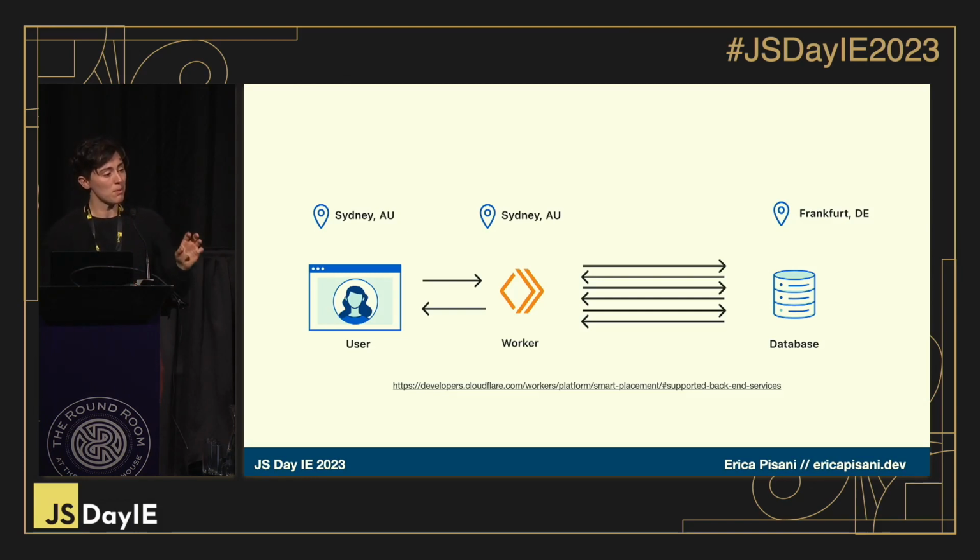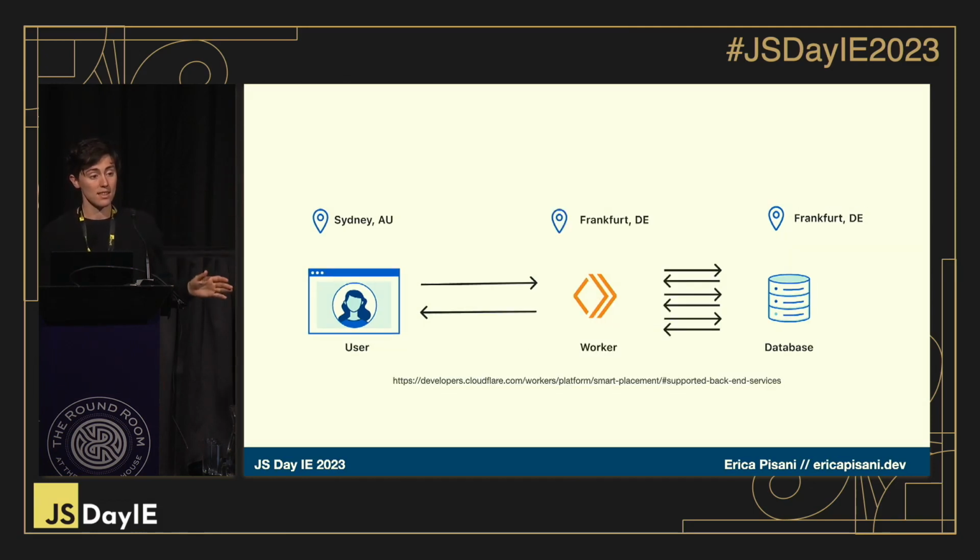What smart placement will do is monitor the outbound requests of the worker. It'll notice where it's making the majority of requests, and it will relocate that edge worker to be much closer to where it's making the majority of requests. So you go from something like this to something like this. You'll still get faster performance. It'll reduce the overall request latency, but you're not going to be as impacted by making those multiple requests to that database in Germany.